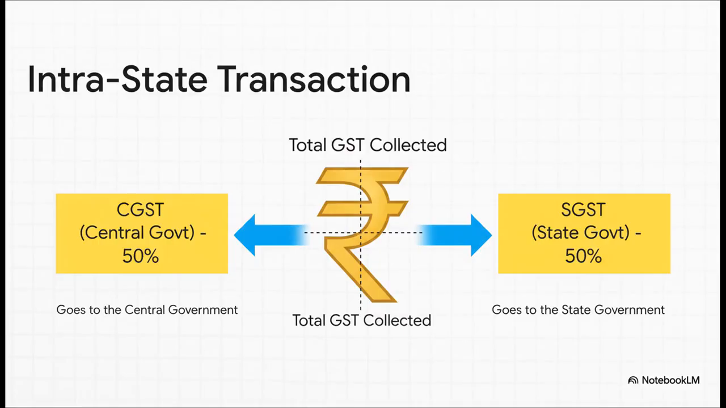All right, so let's say you buy something within your own state, an intrastate deal. The GST that's collected gets split right down the middle. Half of it goes to the central government as CGST, and the other half goes to your state government as SGST. It's one transaction, but two governments get their share.